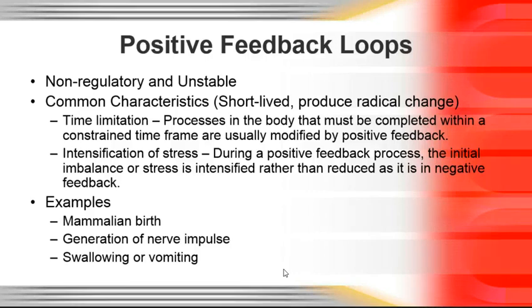But positive feedback loops, these are really unstable and they are short-lived. It's when you need some sort of really big change, okay? They're limited because if they continue on, things start to fail and that's bad, right? And they're very stressful to the body, okay? And there are three examples that I want to give you. Mammalian birth, right? And that's the one that we'll talk about in just a second. The generation of a nerve impulse.